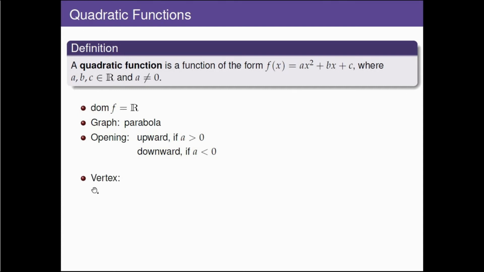A parabola has a vertex, which will have coordinates (-b/2a, (4ac - b²)/4a). Or we can think that the x-coordinate of the vertex is -b/2a, while the y-coordinate is just the function value of -b/2a. The vertex is the minimum point, or the lowest point of the parabola, if a is greater than 0, and the maximum point, or the highest point of the parabola, if a is less than 0.